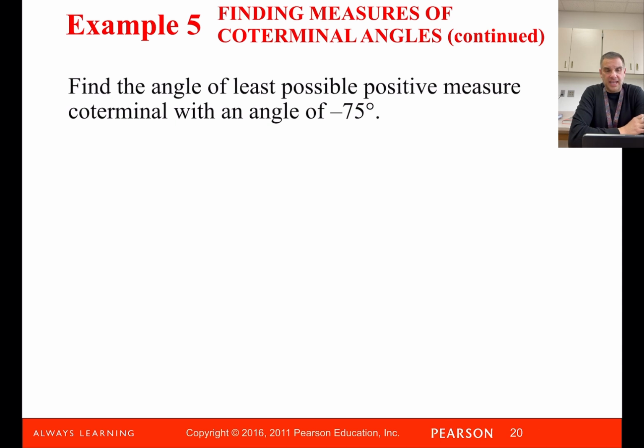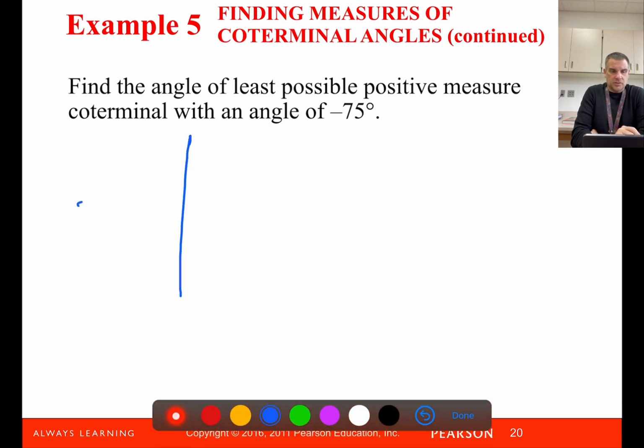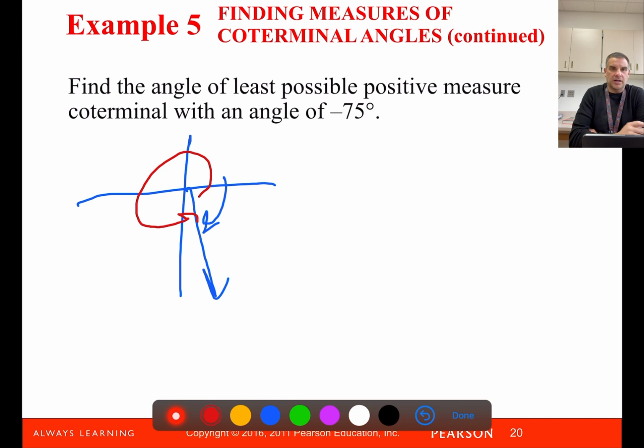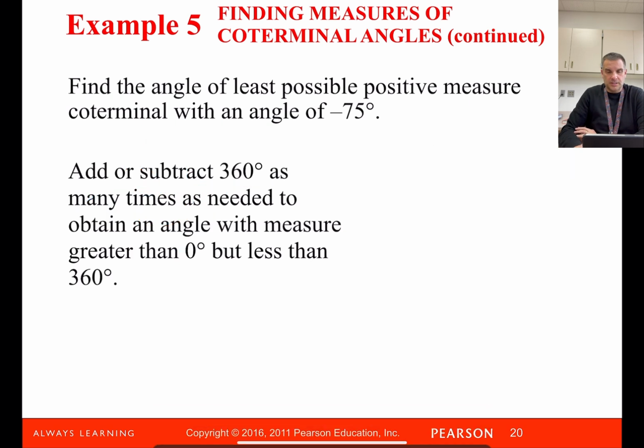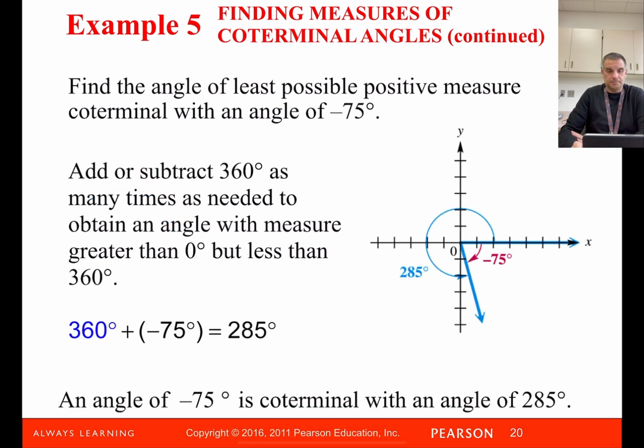The next one says find the angle of least positive measure that is coterminal with negative 75. Negative 75 goes in that direction, so it's right there. I need it to be positive, so I need to come around in this direction. I'm going to do negative 75 plus 360, and you get 285. So 285 degrees is a coterminal angle with that one, and you can see that's what they did as well.